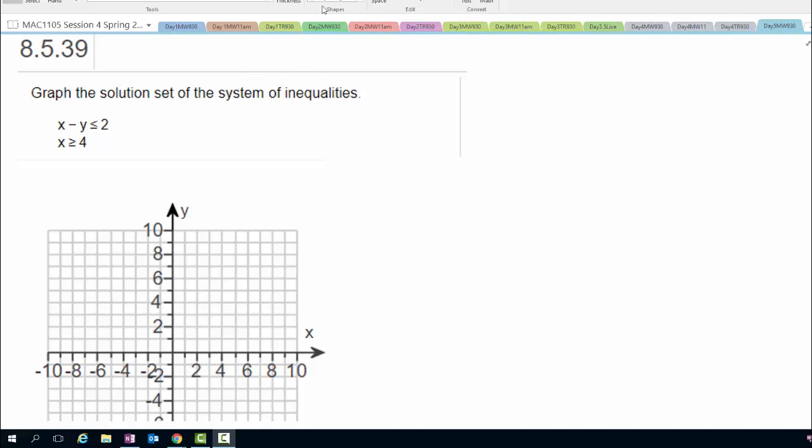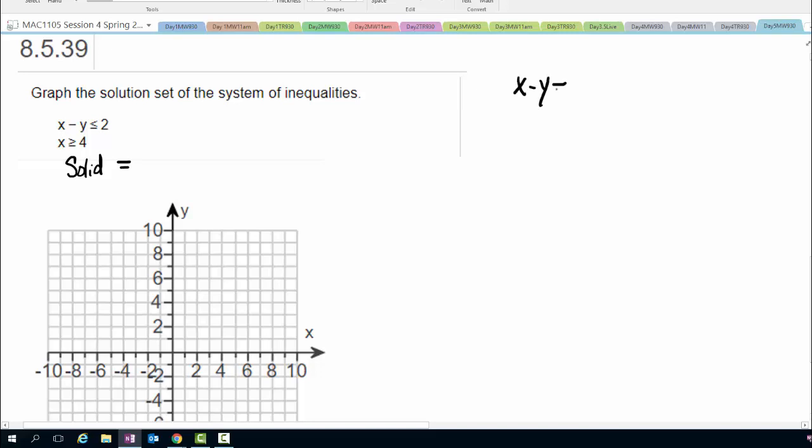All right, so we're going to start by analyzing the boundary lines. These are going to have which? Solid or dotted boundary lines? Solid. Okay, solid. Why? Because it includes an equal to, which means that we are including the boundary line. So we have two boundary lines to consider.